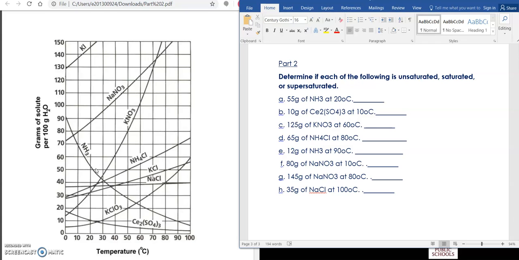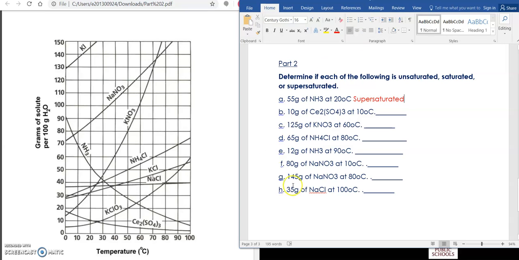I'd say because we're eyeballing it, you might potentially think that that is, yes, that's saturated, that's the perfect amount. However, this is actually a supersaturated solution right here at 55 grams at 20 degrees, because when I trace over to here and I land on 20, it's actually above the line for NH3. It's right here. It's very close, but it's above. So this one is actually going to be supersaturated. You could put abbreviations if you'd like to. You could put SS, but I'm going to go ahead and type it out.